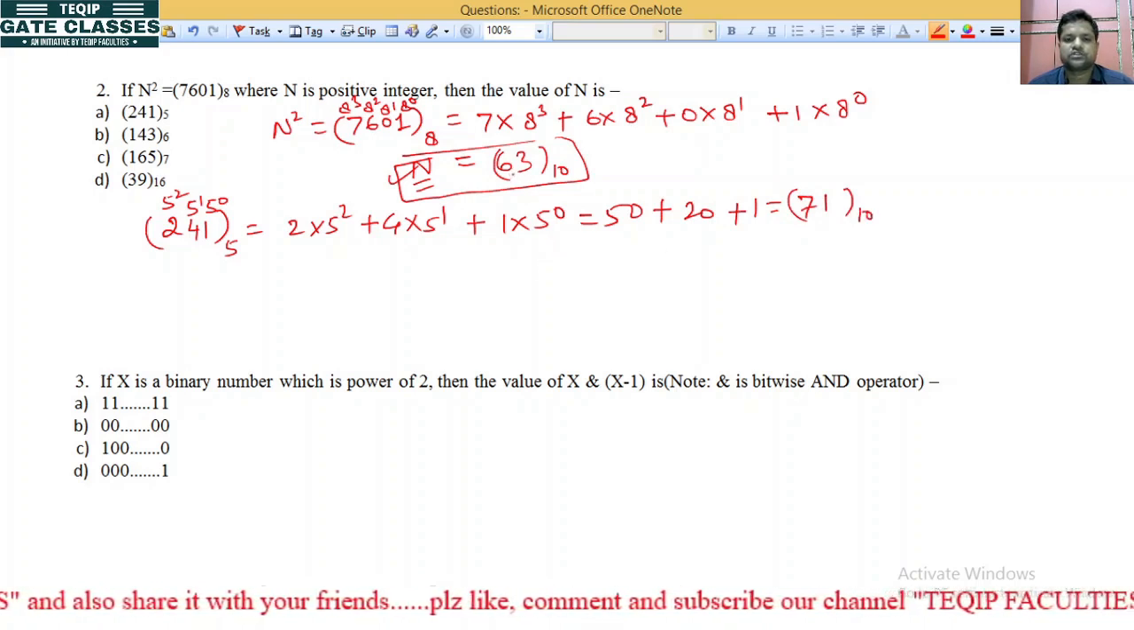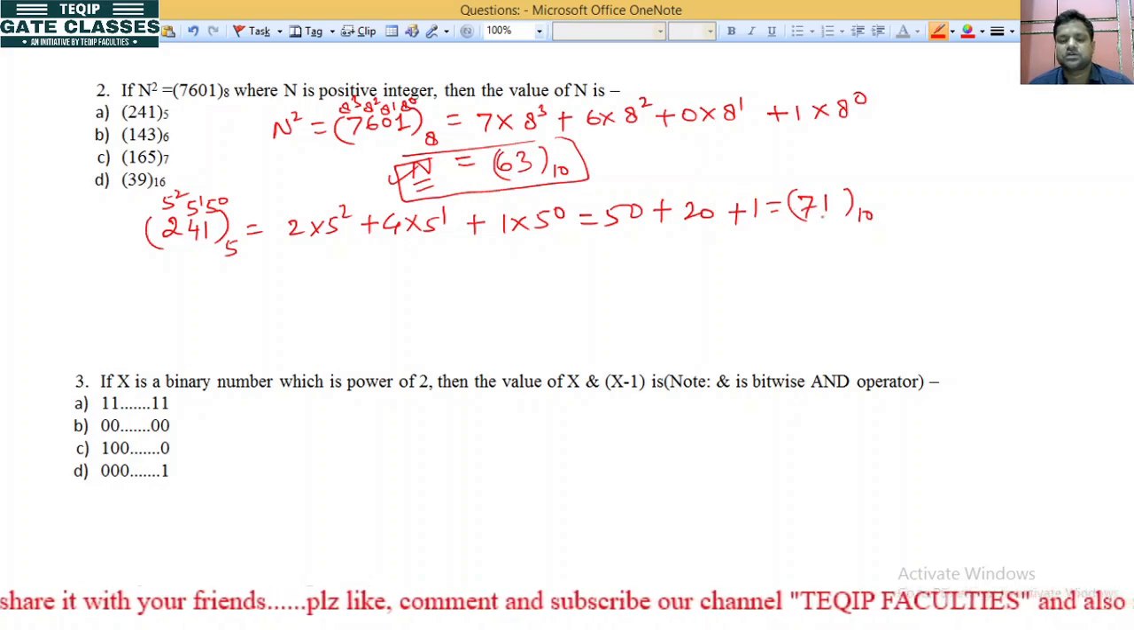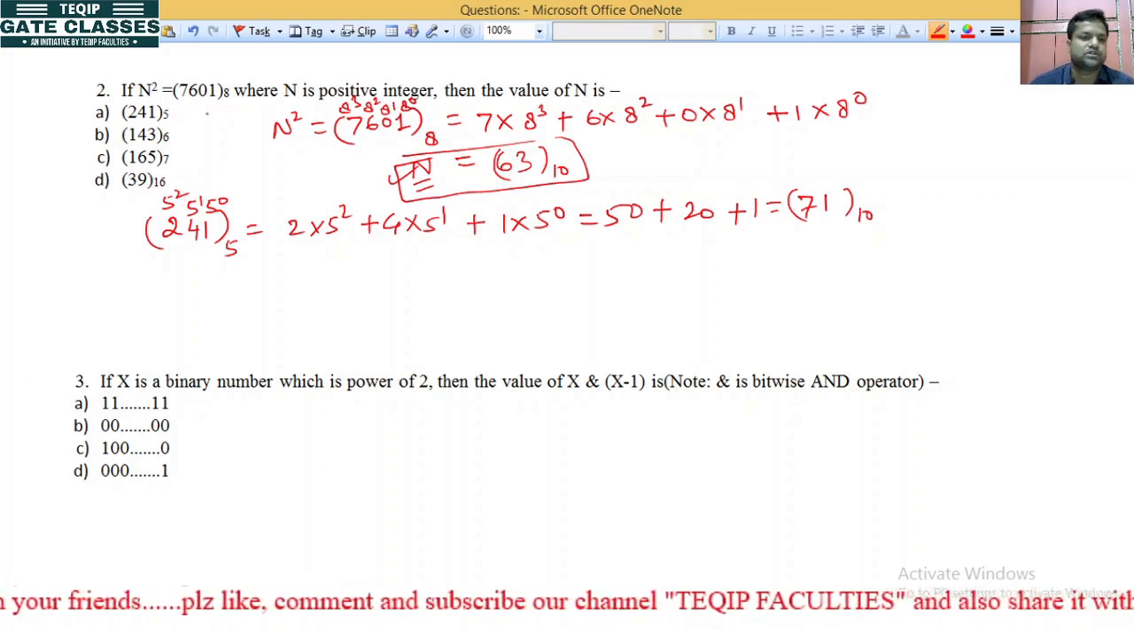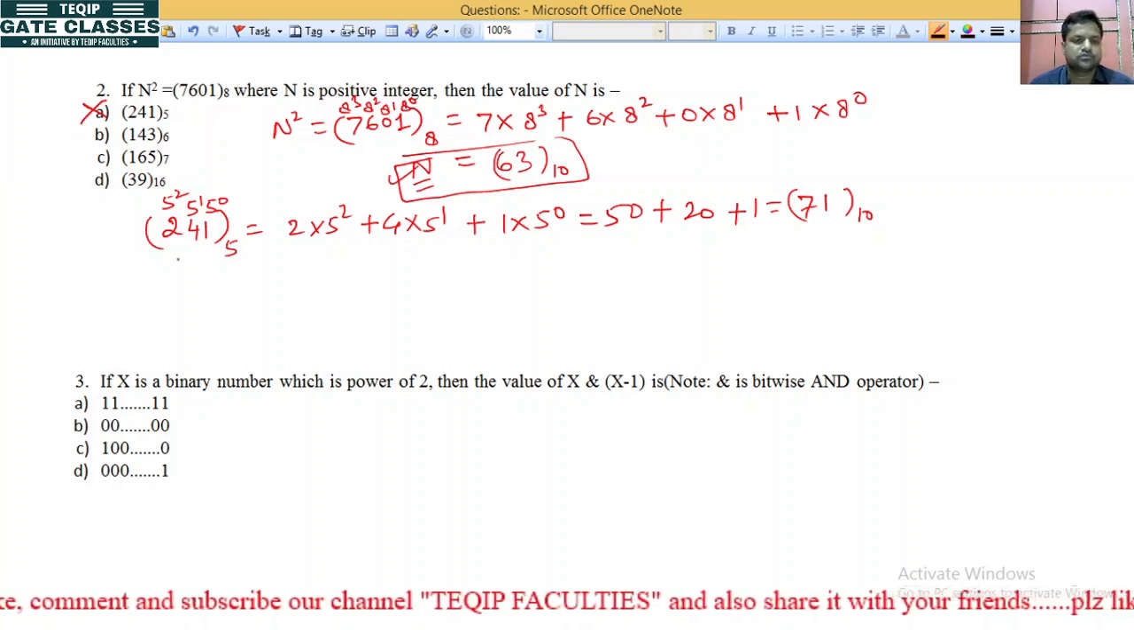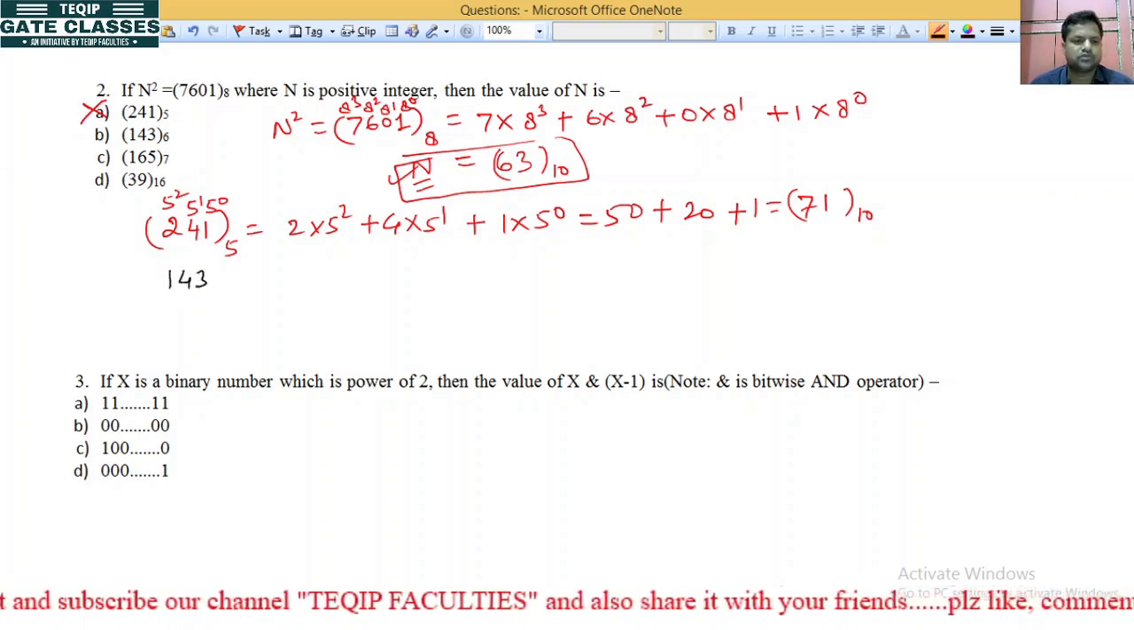So 63 will be the answer, but it gives you 71, so it is not correct. The first option is not correct. Go for the second.